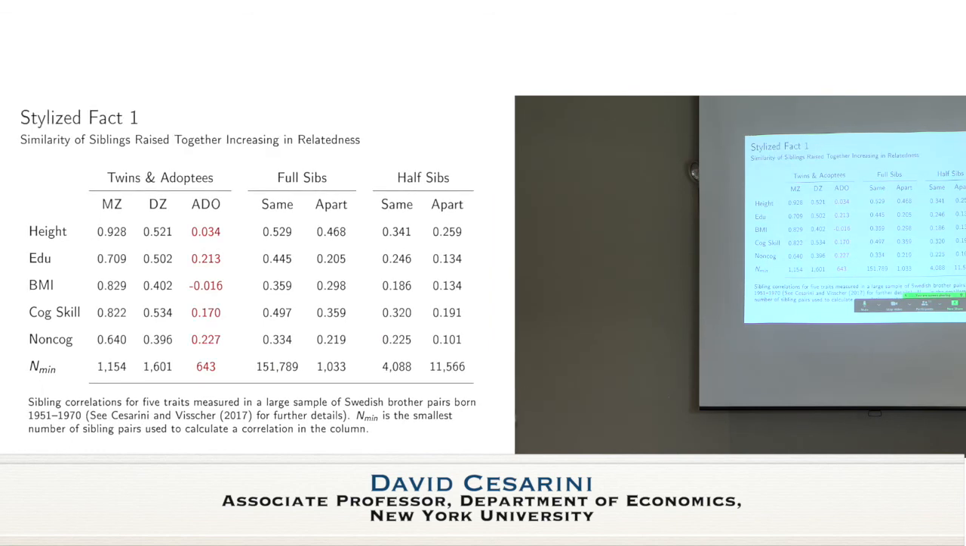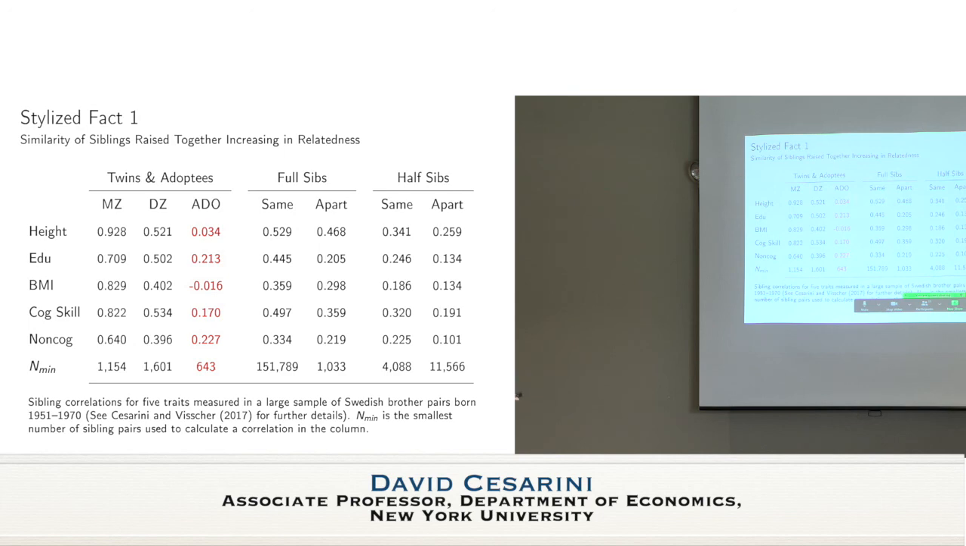The first is that the similarity among types of siblings who are reared together is increasing in their genetic relatedness. If we start with adoptees, we generally get fairly low numbers. I should say, this is a score on a cognitive test, and this is a military psychologist's evaluation of your ability to deal with wartime stress, technically. But in practice, this evaluation predicts all kinds of life outcomes. So you can think of it as a socio-emotional skill if you don't like the label non-cognitive.